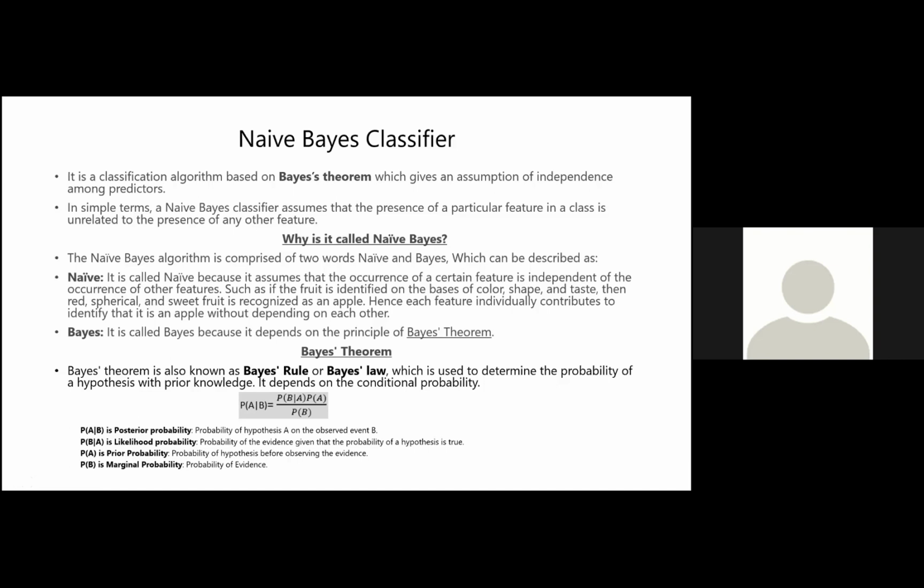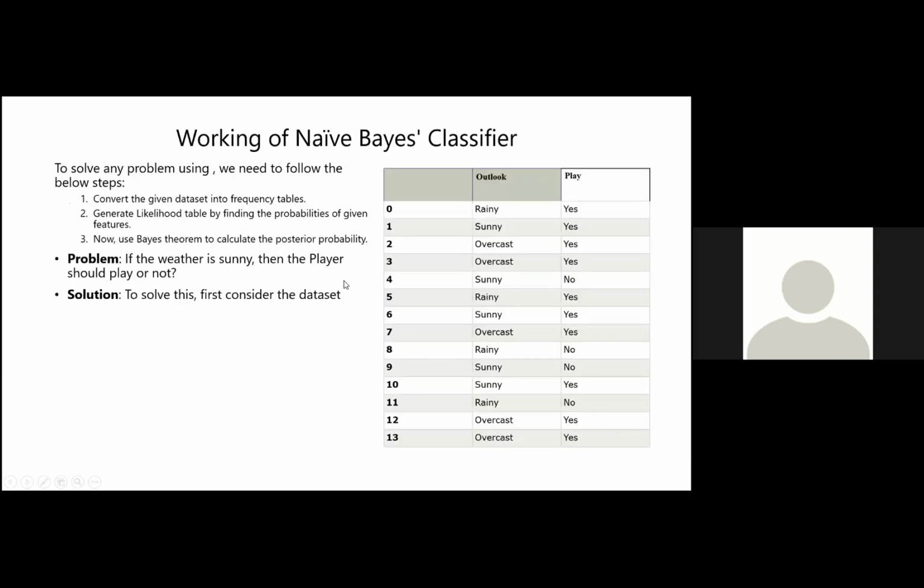If you see, this Bayes theorem relates the probability of the hypothesis and the probability of the evidence for that particular hypothesis. So I'll show you a simple example of how this naive Bayes classifier works in realistic and simple terms.